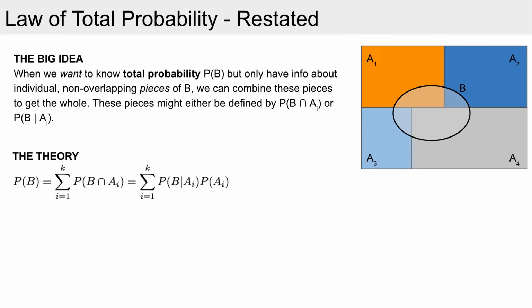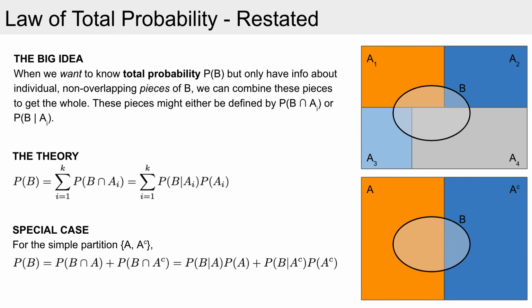More specifically, the total probability of B is the sum of the pieces, the probability of B intersect Ai, for i from 1 to k, where we can rewrite these intersections as the conditional probabilities of B given Ai times the probability of Ai. And what we saw in this video is a special case, where we partitioned event B by another event A and its complement.